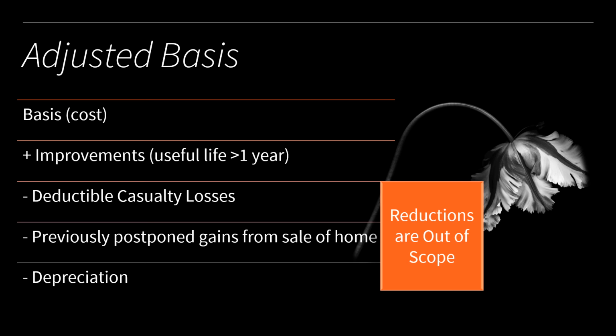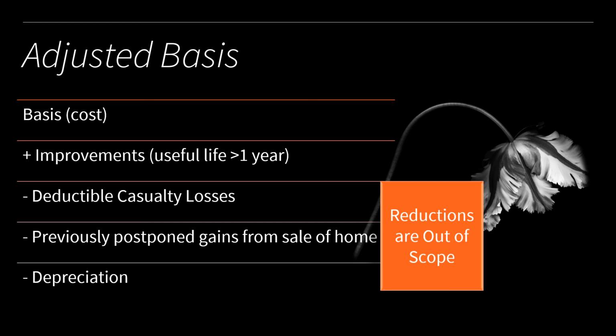So that adds to the basis. And then there are a few things that could subtract from the basis or make that cost lower. So if the taxpayer had taken deductible casualty losses in a prior year, then that would subtract from their basis, from their cost. Or if they had any previously postponed gains from a sale of a home, that might subtract from their cost.